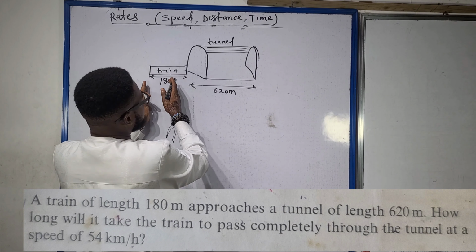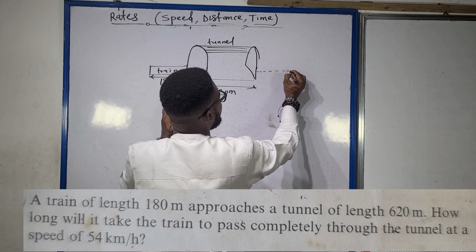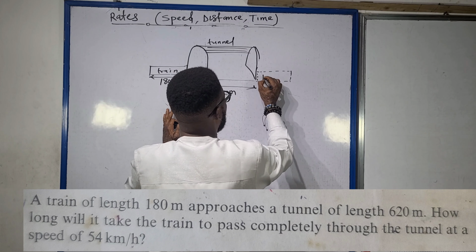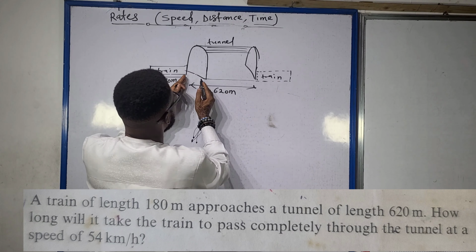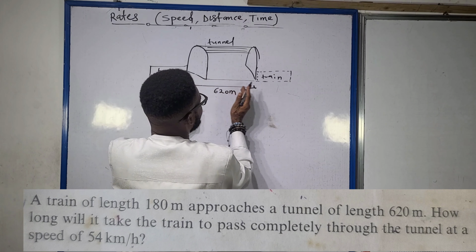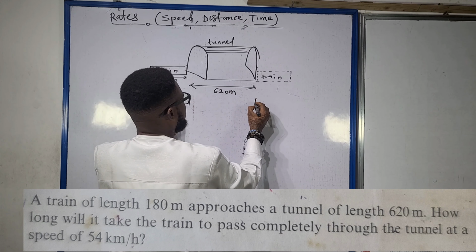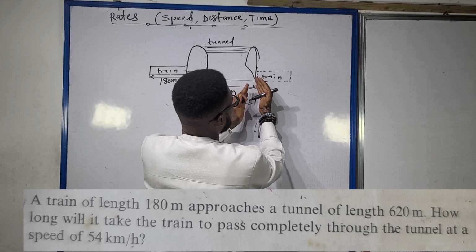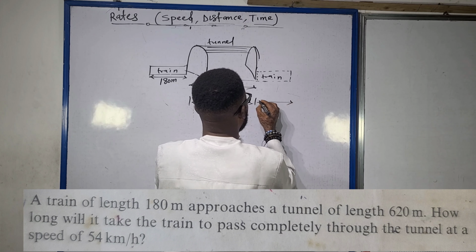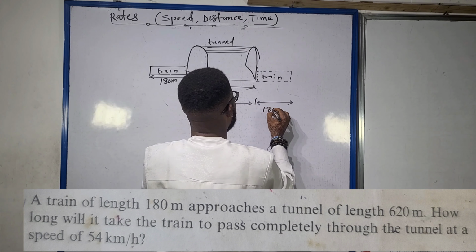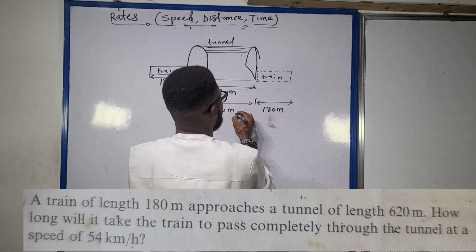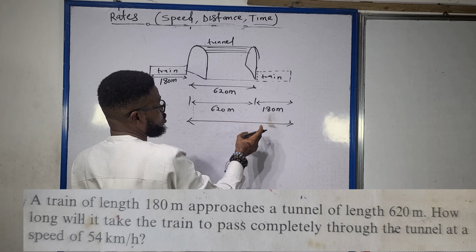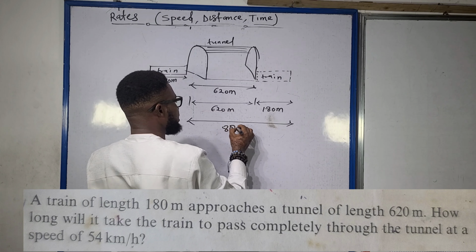So we want a situation whereby the train passes completely through the tunnel. Now this is the train. So for the train, you're first of all going to move 620, and then you move your own length, which is 180 meters. So that cumulatively, this means 620 plus 180, which is 800 meters.